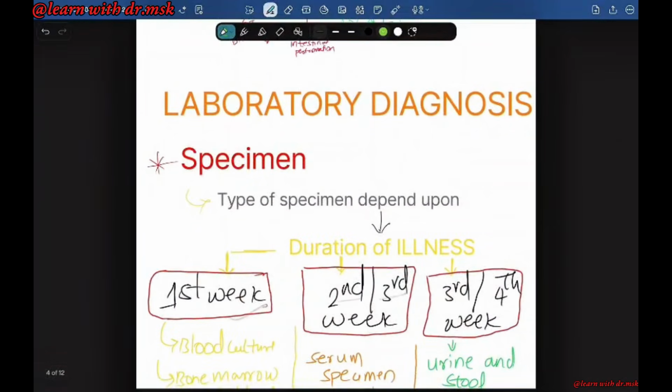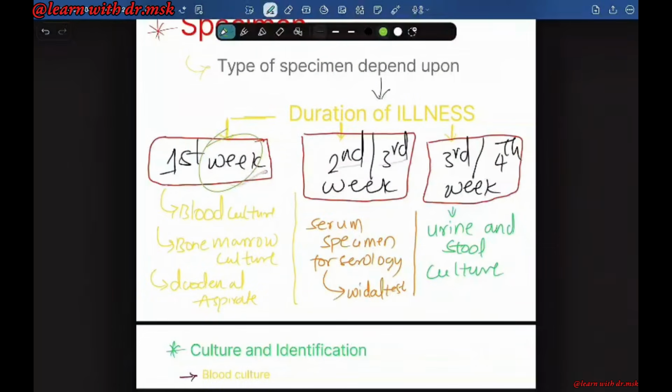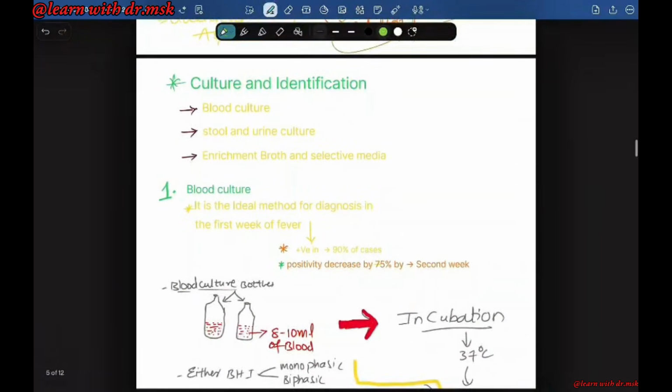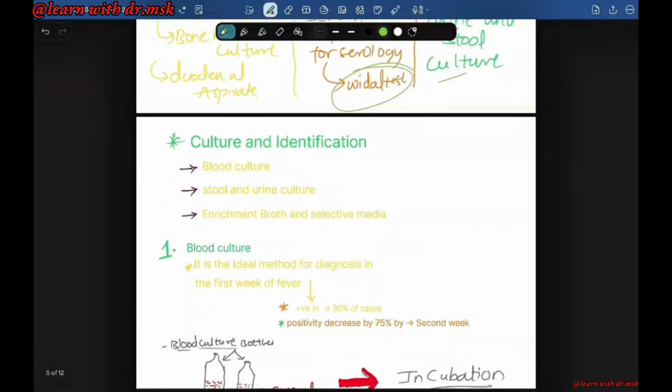Next, laboratory diagnosis is one such important thing. Laboratory diagnosis includes specimen collection: which specimen you need to collect. If it is the first week, you need to go for blood culture, bone marrow culture, and duodenal aspirate. If it is the second or third week, you can go for serology tests like the Widal test. If the infection is in the third and fourth week, you can go for urine and stool culture.